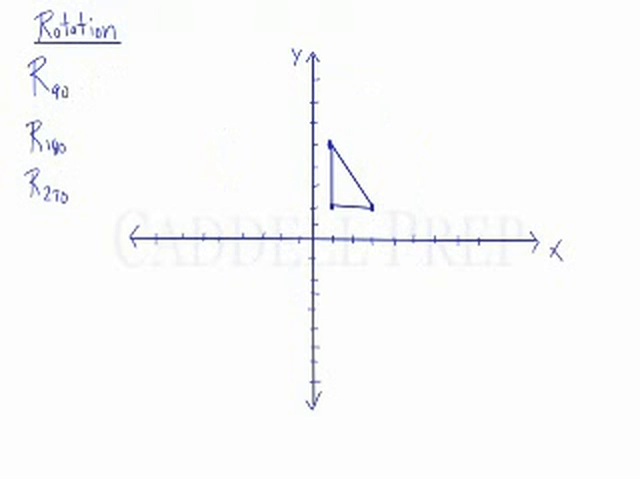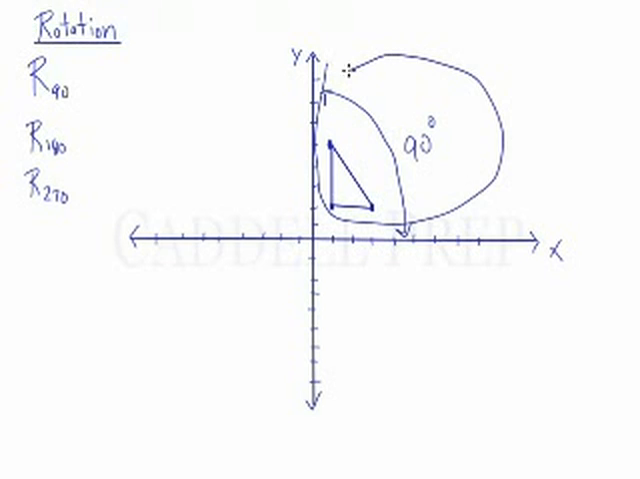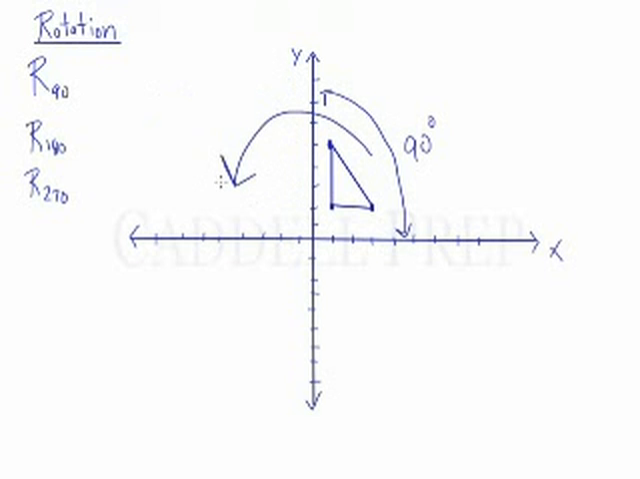Okay, why 90, 180, and 270? Well, first of all, the x-axis and the y-axis are perpendicular to each other. So that means this angle between them is 90 degrees. So a rotation of 90 degrees will move this triangle from this quadrant, or from this area, into this area. So rotating 90 goes into the next quadrant.